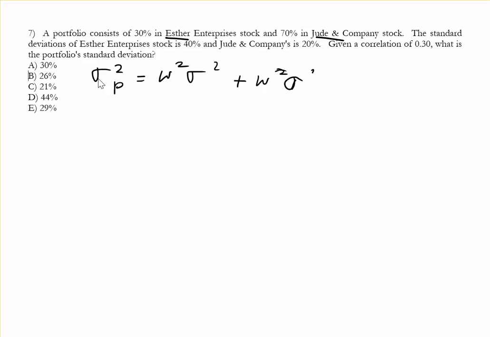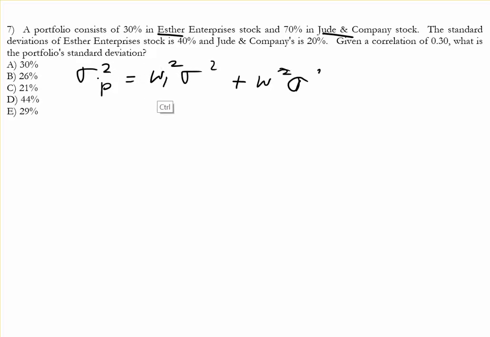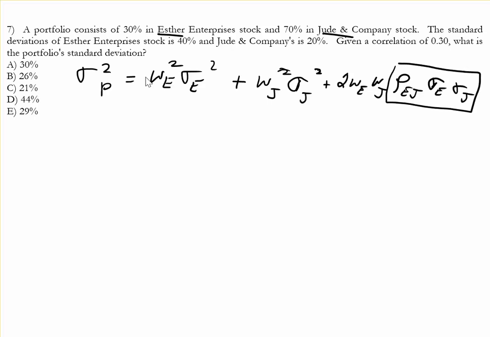We start with Esther since it was first. And you have to remember the product of the weights. We have a correlation term between Esther and Jude. Sorry, not squared. And then we have sigma j. Note that the correlation times the product of the standard deviations is the same thing as covariance.